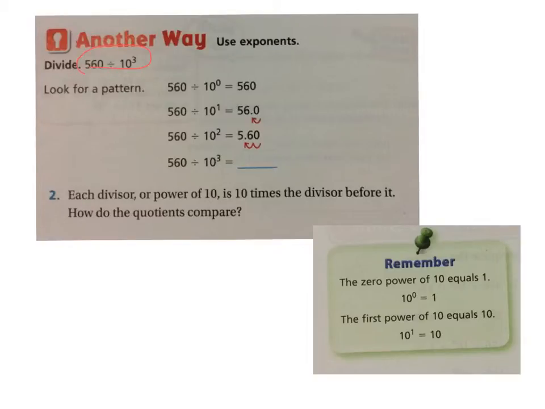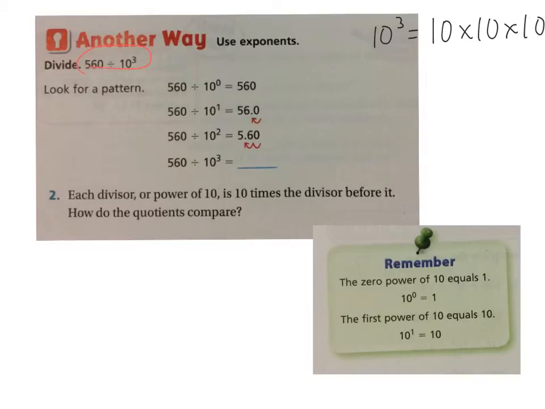Because 10 to the third power is 1,000. Why? 10 to the third power is what? 10 times 10 times 10, which is 1,000, right? Very good. So would you guys agree that that's the same problem?